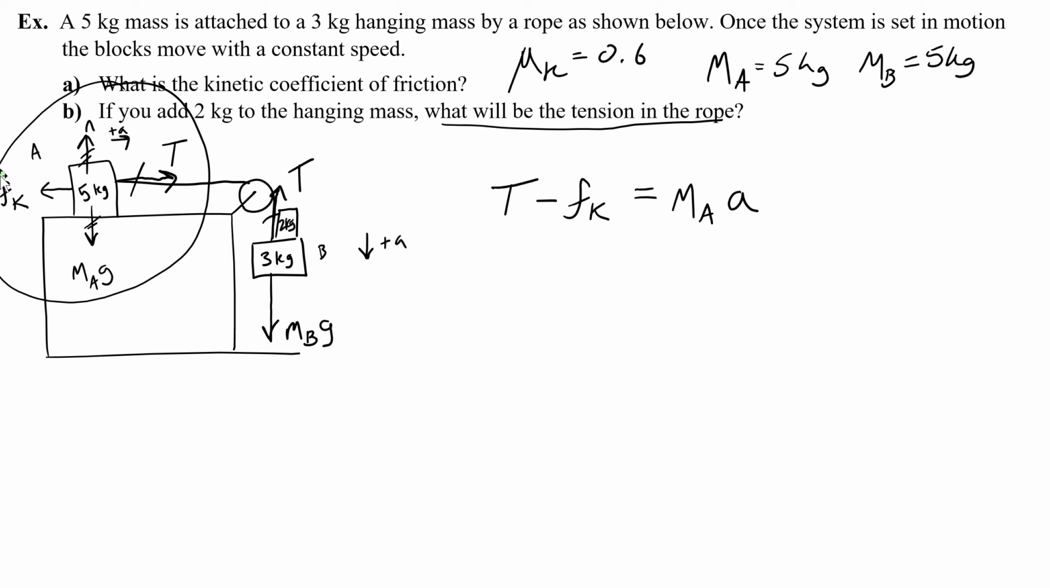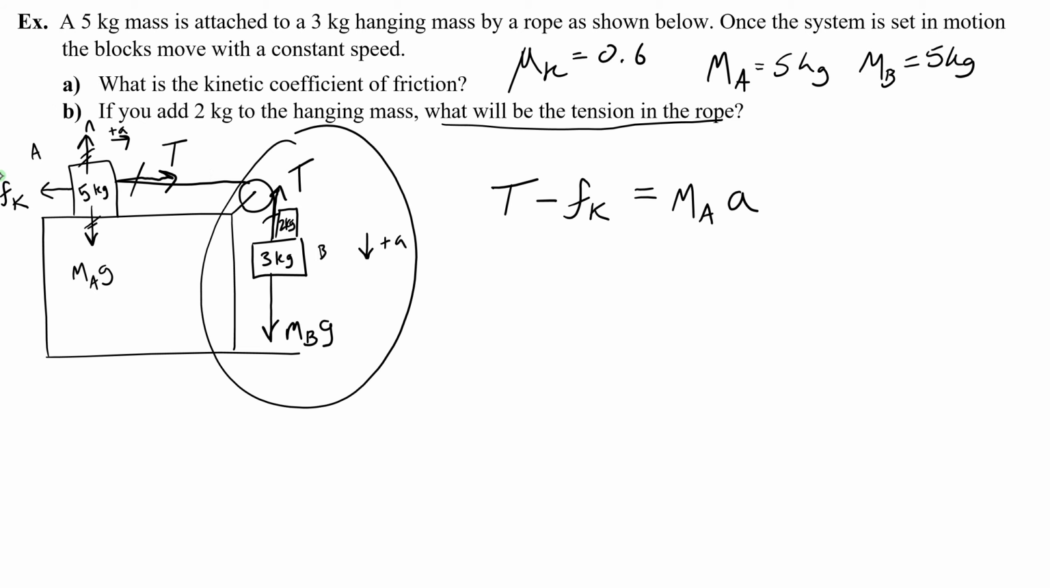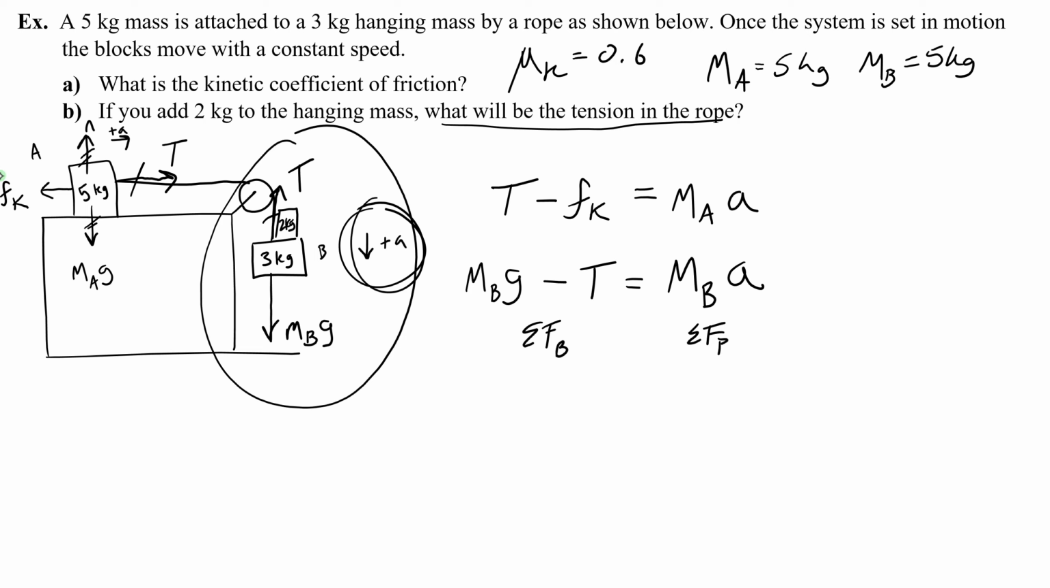Okay, now let's take a look at B. For B, I have MBG as my positive force because it's going down, and T is now a negative force because it's going up in the opposite direction of the acceleration. Okay, and then when we set these two things equal to, we'll write mass of B times the acceleration. Again, these are the net force equations for B that we're getting.